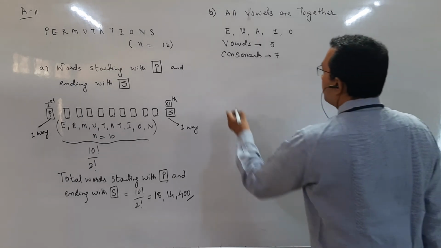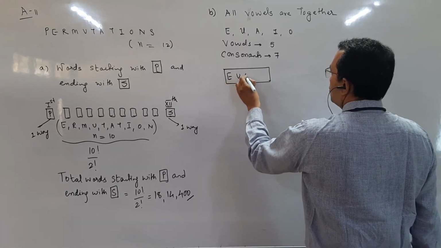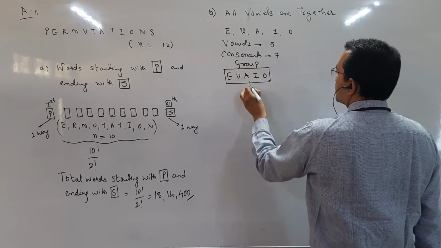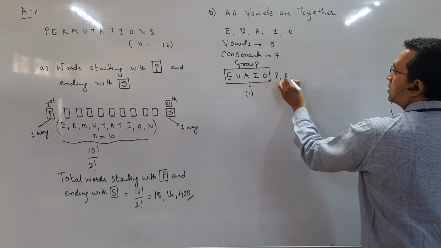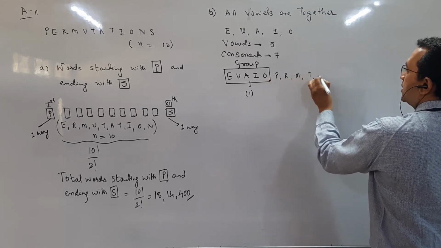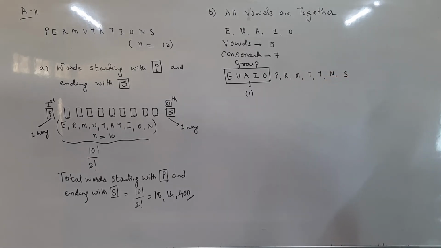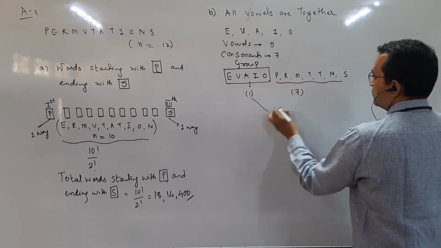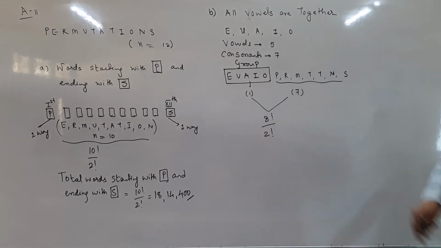So group all 5 vowels in the box: E, U, A, I, O. Group is always considered 1. What are the other consonants? P, R, N, T, T, N, S. So these are 7 consonants. So 7 plus 1, 8 objects can be arranged in 8 factorial divided by 2 factorial. Why? Because in this, T is repeated twice.